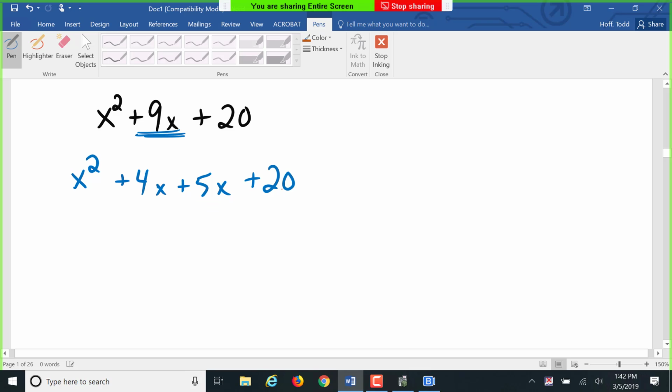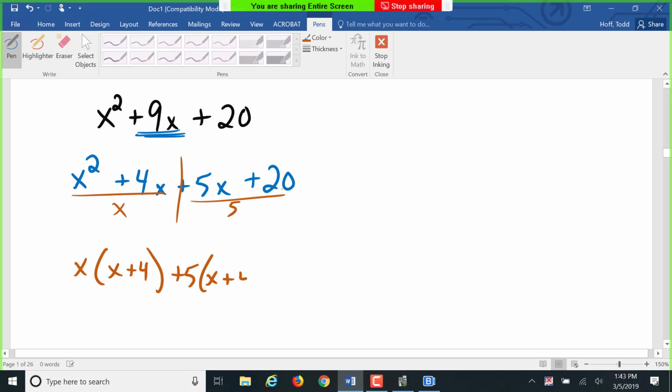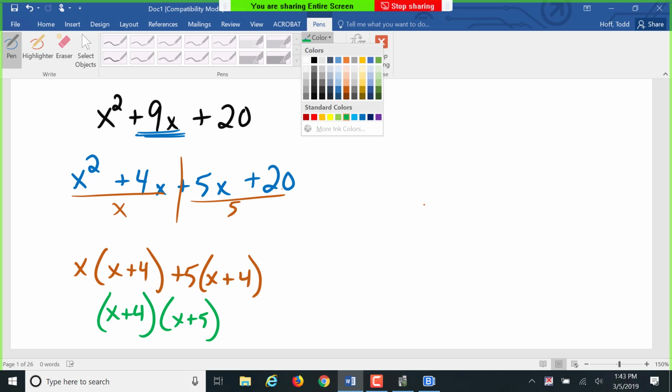Oops, come on now. Erase. There we go. So now if I do grouping, both of these divide by x, which gives me x times x plus 4. Both of these divide by 5. Give me 5 times x plus 4. Which gives me the x plus 4 times x plus 5, which is what we would have got doing reverse multiplication.